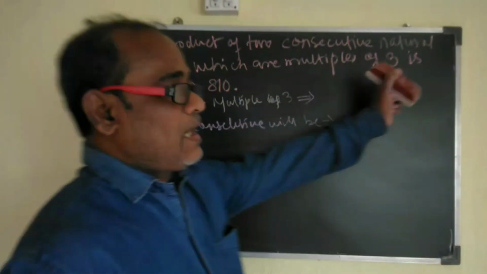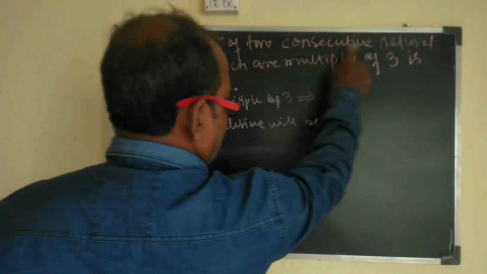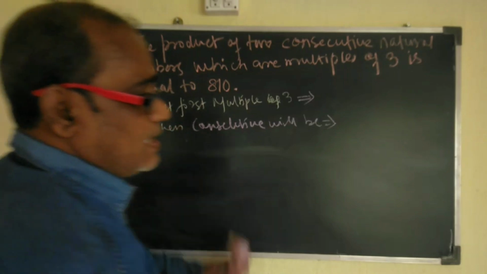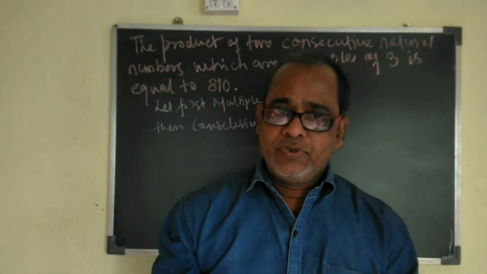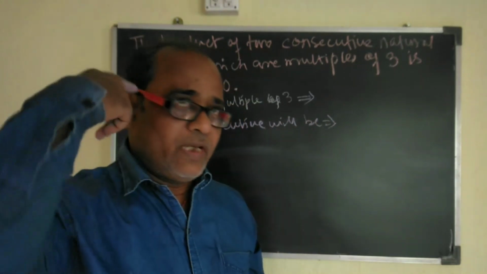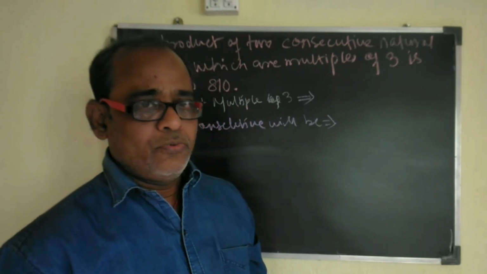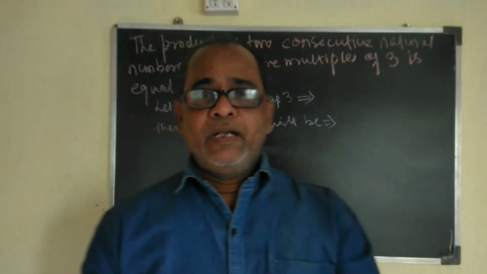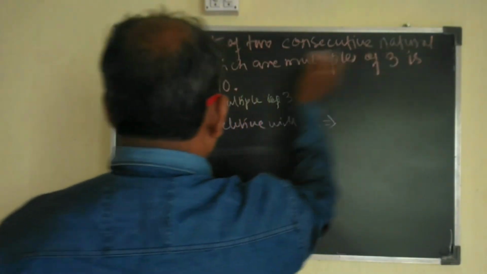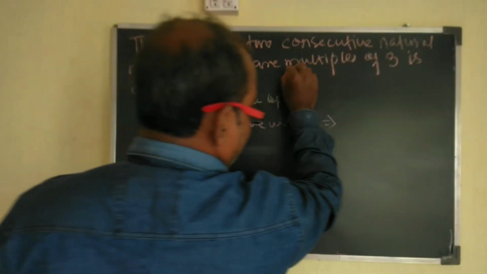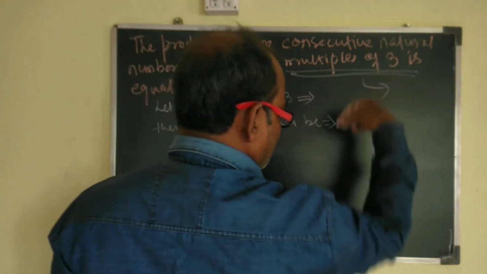One more and the last type of question is the product of two consecutive natural numbers. We take consecutive natural numbers. Natural number starts from 1, 2, 3. So consecutive natural number means often we get a strike in our mind. It is after 1, then after 1 it will be 2. That means 1 plus 1, 2. But my dear, you read the question properly. The product of two consecutive natural numbers which are multiples of 3. Here they have said the multiples of 3. Here lies the main question.